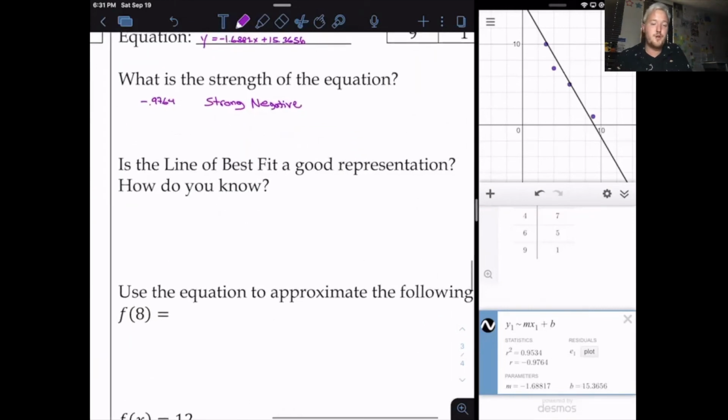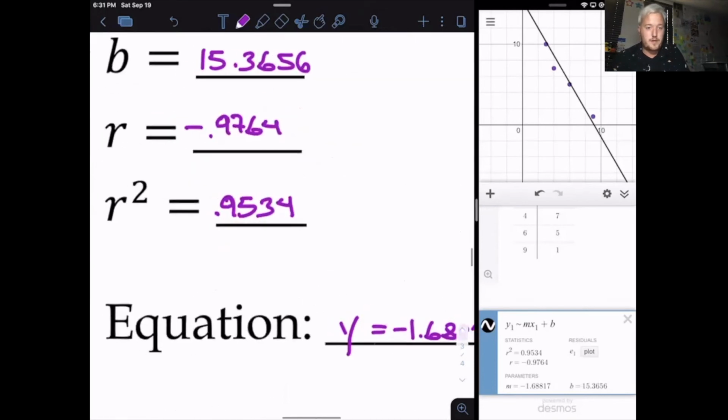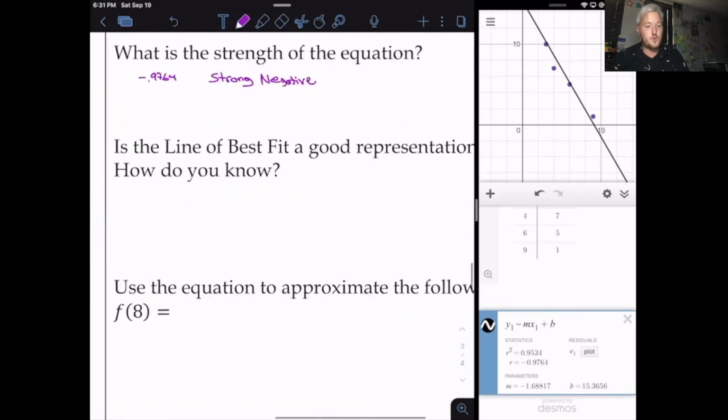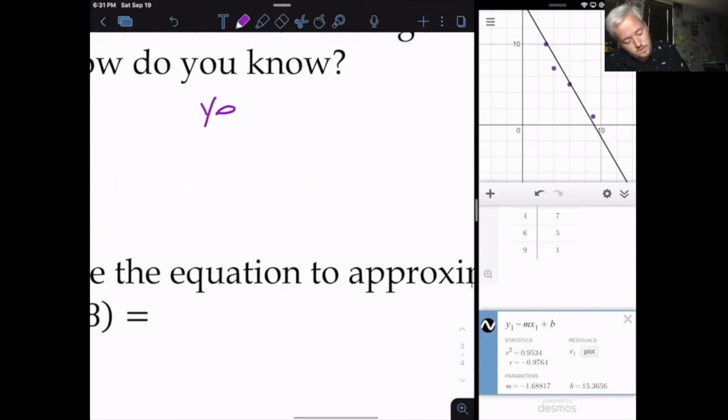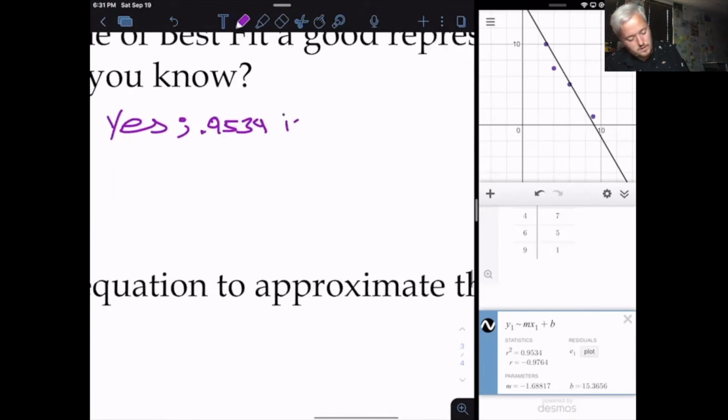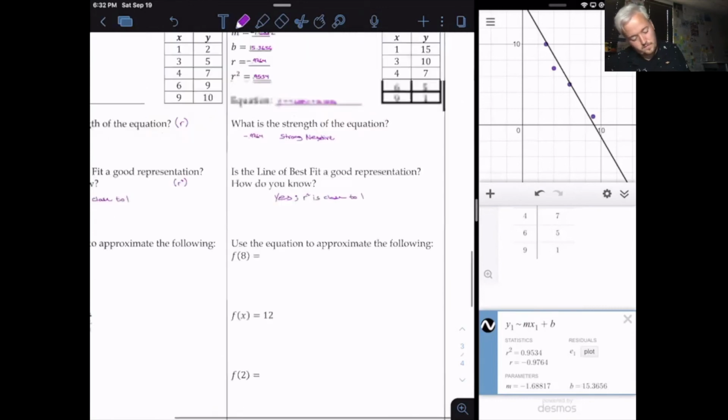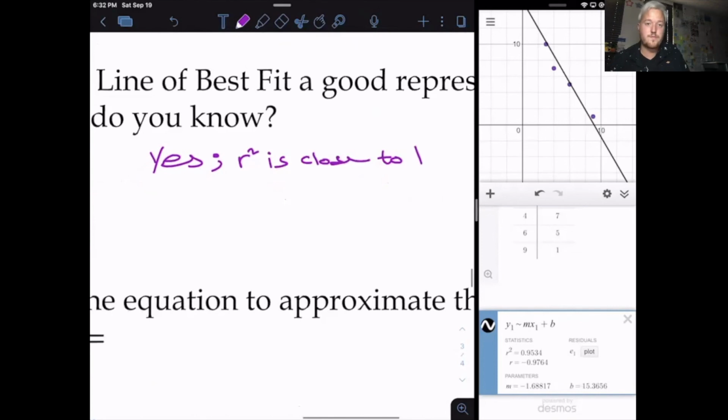All right, so now we want to know, is the line of best fit a good fit? Our R squared value up here, 0.95, is close to 1. So yes, this is a good fit. 0.9534 is close to 1. Or what you could actually say is, R squared is close to 1. Oh, duh, right over there.